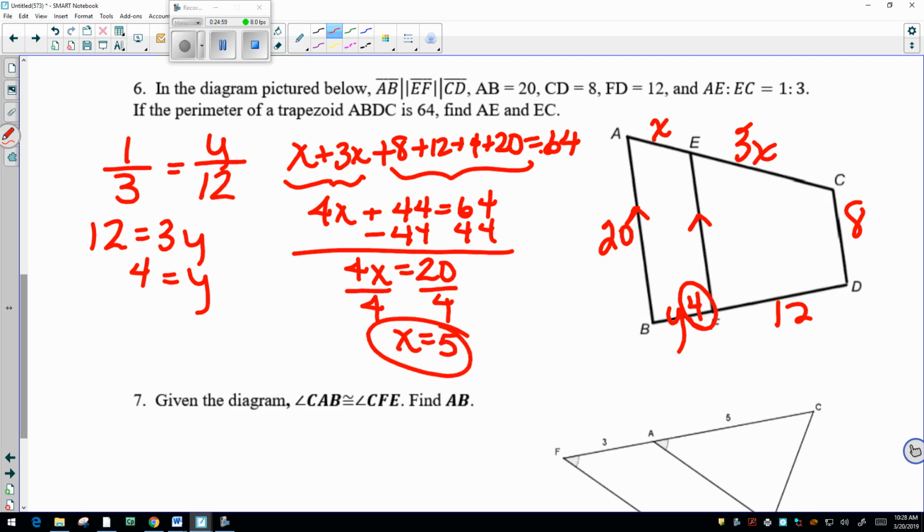So now if I go back and actually answer the question, because it says find AE and EC, I know AE is X or 5. I know EC is 3X or a total of 15. Kind of, sort of.